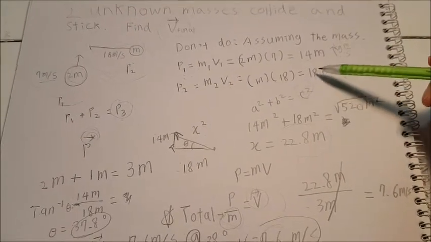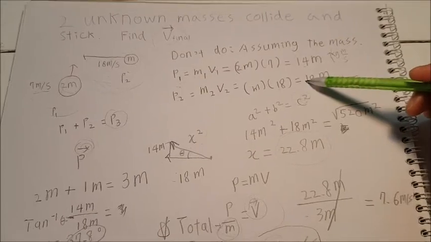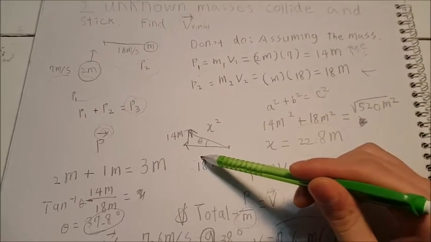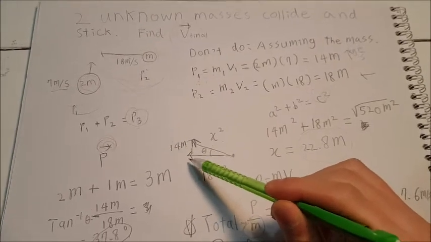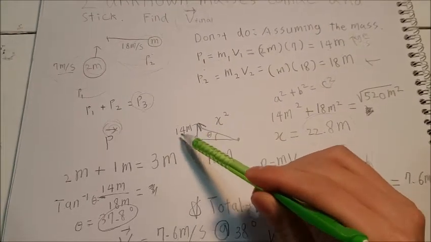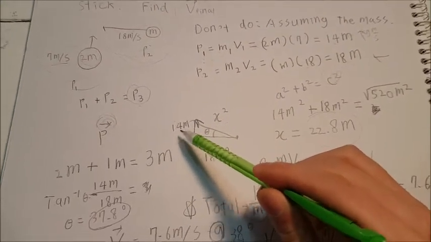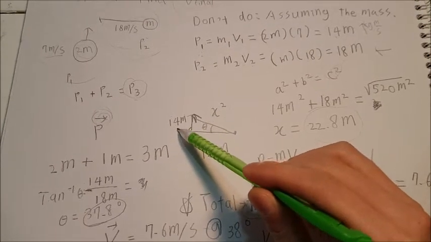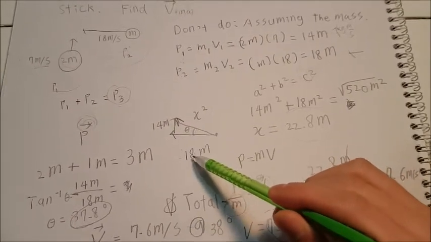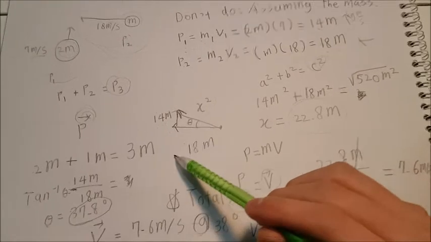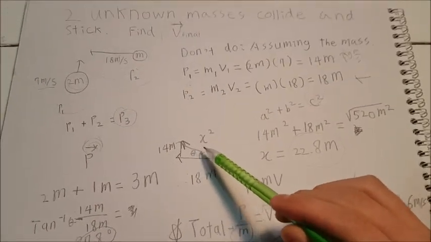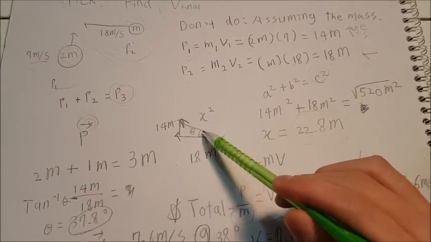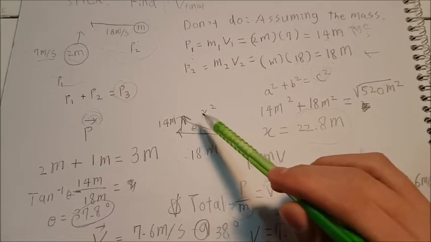And now, because we have two momentums, what we want to do is make a triangle vector. So now we create a vector here. Momentum of 14 kilogram meters per second going up, momentum of 18 kilogram meters per second going to the left. And now we're trying to find this hypotenuse, which would be our vector.